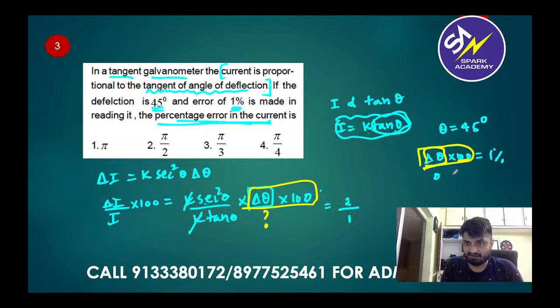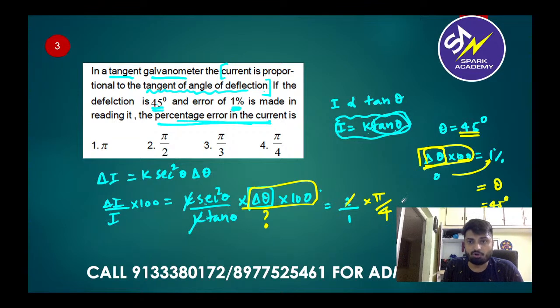Delta theta into 100, I can write it as theta into 1. Basically, it will be theta. Theta is nothing but 45 degrees. So, 45 degrees is nothing but pi by 4 radians. Correct? So 45 degrees is pi by 4 radians.